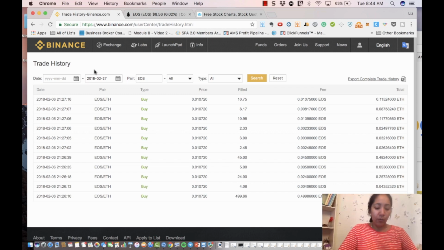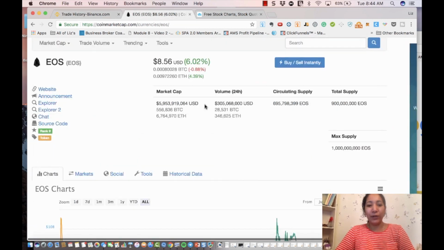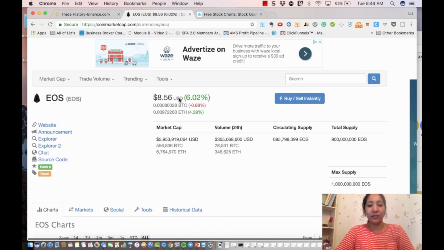Let's have a look. I already owned EOS prior to this, and I noticed that it dipped down into the low eights, so I decided to pull the trigger. In fact, I pulled the trigger at $8.23, and I purchased approximately 617 units, I guess. I'm thinking in Amazon terms. And we can see right now it's at 8.56, so it looks like I have a 20-something cent gain.